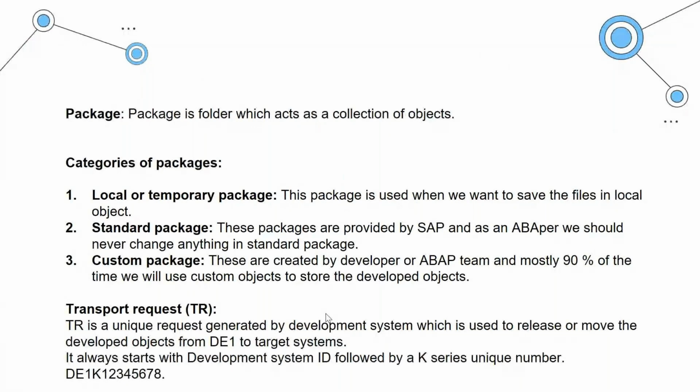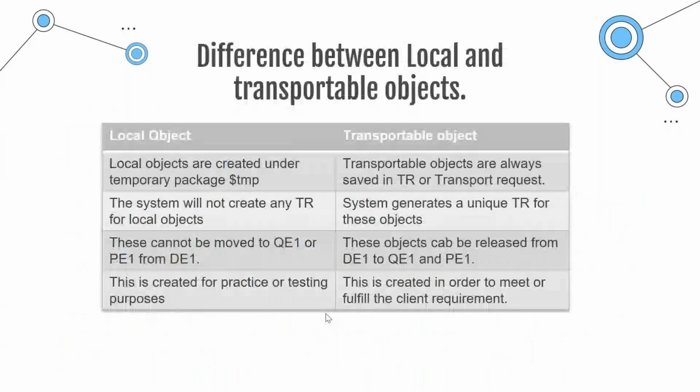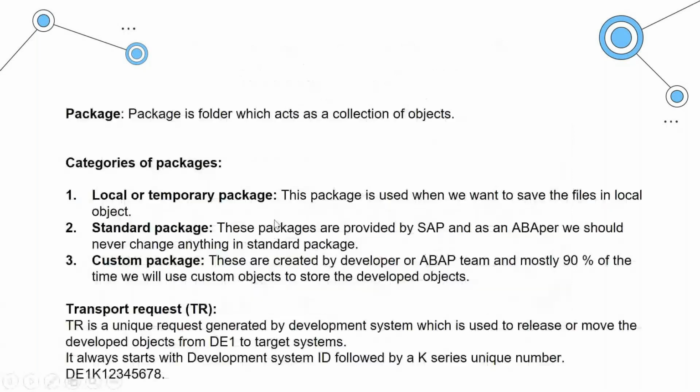Then categories of packages. First is the local or temporary package. See, a local package is nothing but the package that we have seen here, $TMP. This one. So this is called a local package. Whenever you create any local object, it will be saved in a local package, which is $TMP.